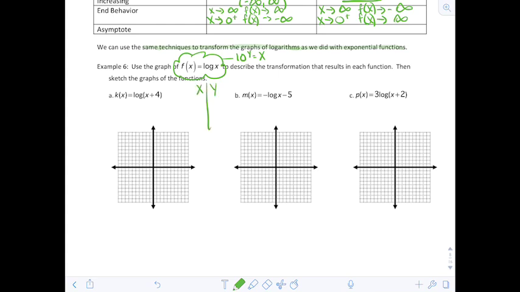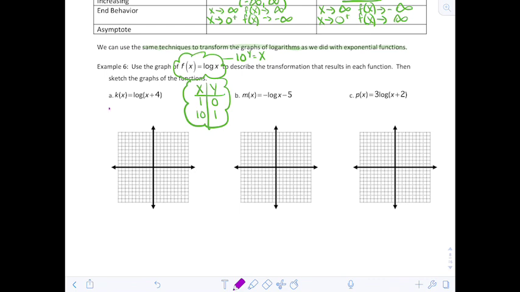And I'm going to generate a couple of points to graph this. So I'm going to plug in for y. I'm going to plug in 0 and 1. So 10 to the 0 is 1, and 10 to the 1 is 10. So these are the points that I have for my parent function. And these three that we're about to do are going to be a transformation of that. So log of x plus 4.